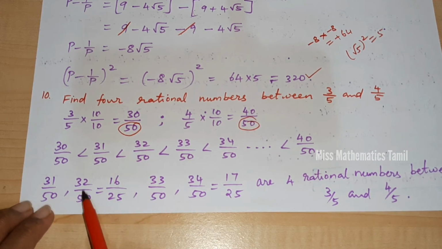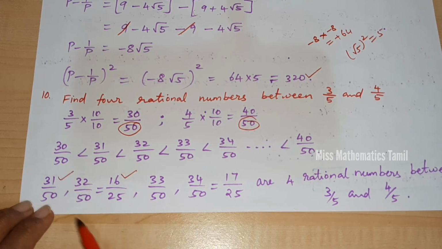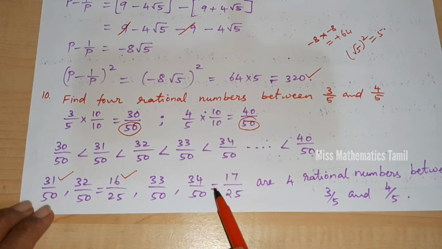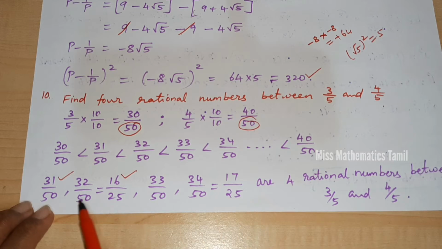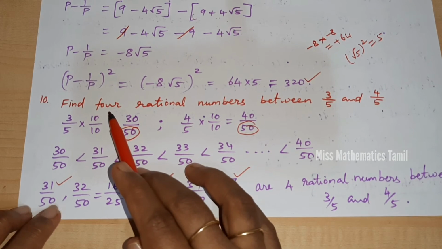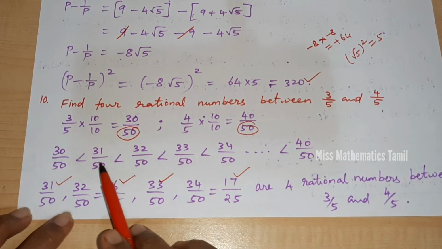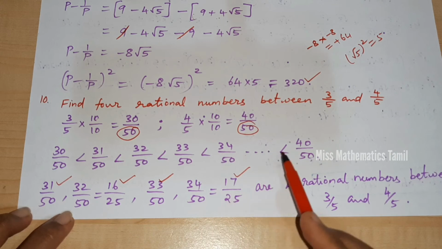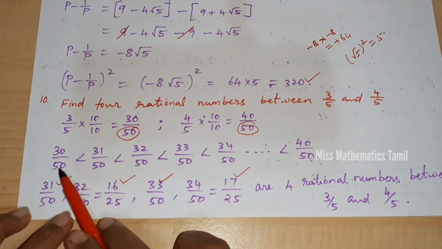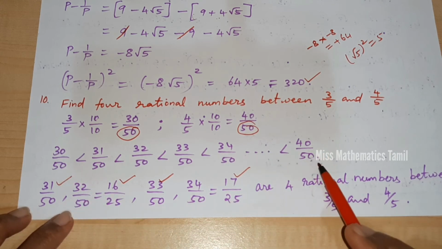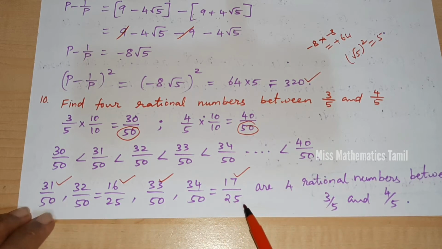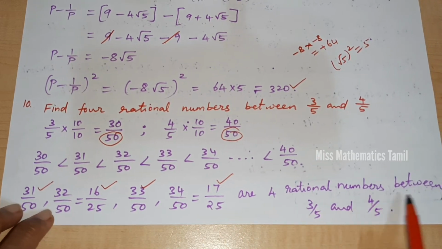32 divided by 50, which is equal to 16 by 25. This is the second one, this is the first one. Third one, 33 divided by 50. Fourth one, 34 divided by 50 is equal to 17 by 25. I wrote only 4 numbers because they asked only 4 rational numbers, right? So you can write any other 4 numbers in between 30 by 50 and 40 by 50. I am writing these 4 numbers here. These are 4 rational numbers between 3 by 5 and 4 by 5.